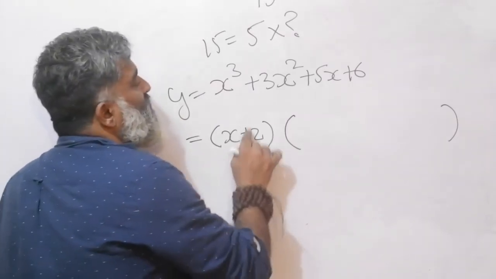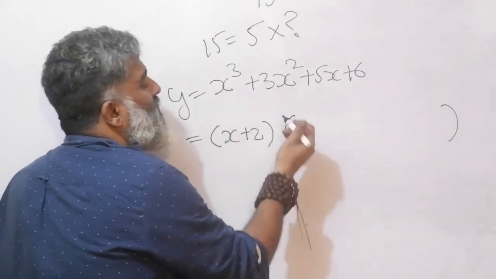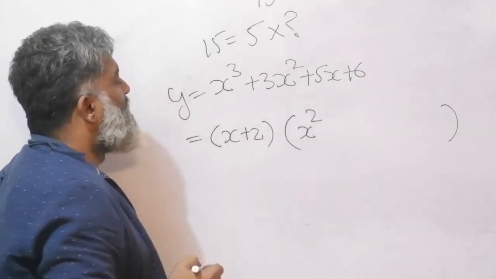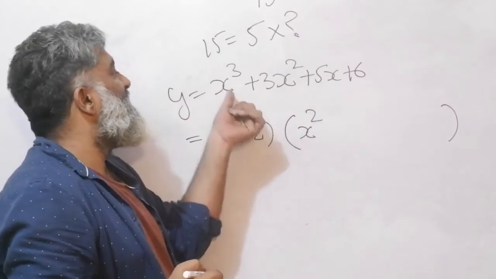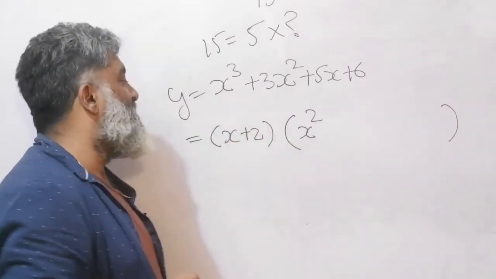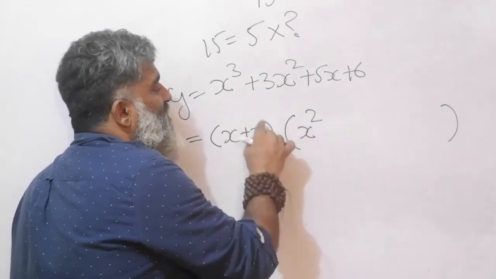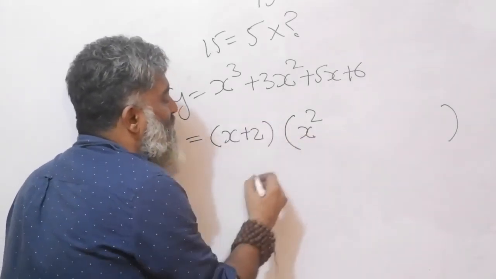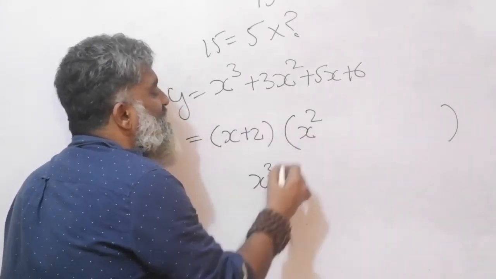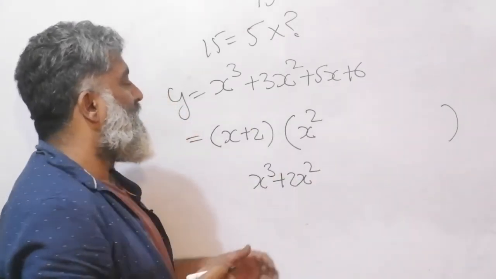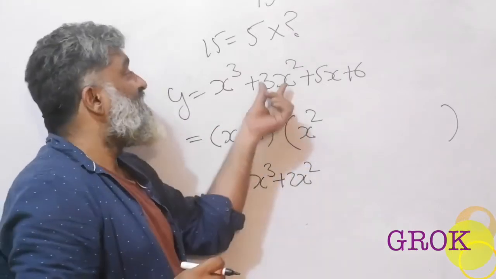So x plus 2, I want an x cube, okay? I have an x. What do I want? I want an x square. So x into x square will give me an x cube, not a problem at all. And what I'll get is a 2 into an x square. That means if I multiply so far, I've got an x cube, and this into this will give me a 2x square.